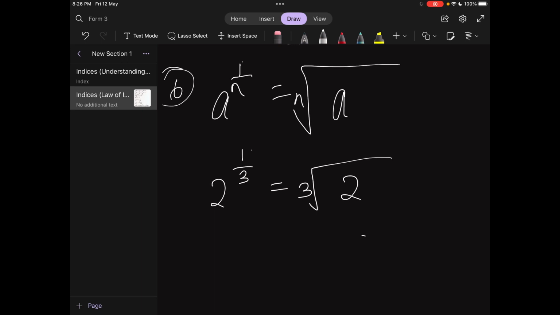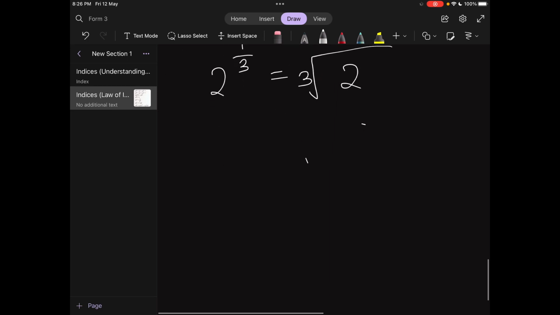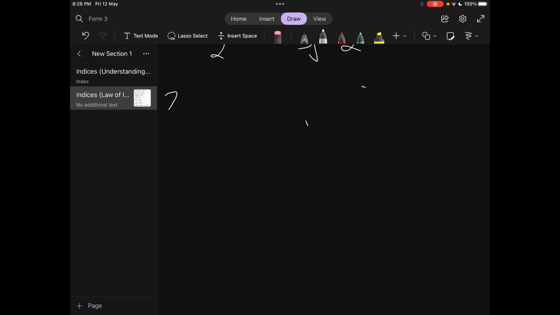And then up next, the last 2 laws are more of a combination of the previous 2 laws that we have learned, so it shouldn't be much of a difficult task. So here we have a to the power of m over n. This can be written as a to the power of m, in brackets, to the power of 1 over n.